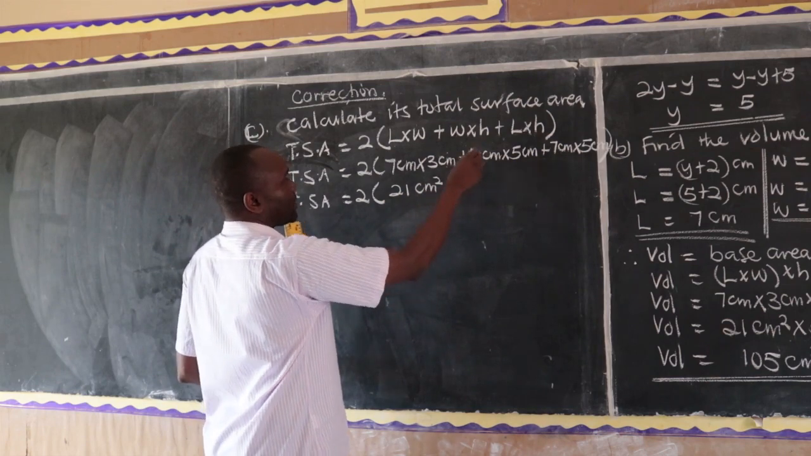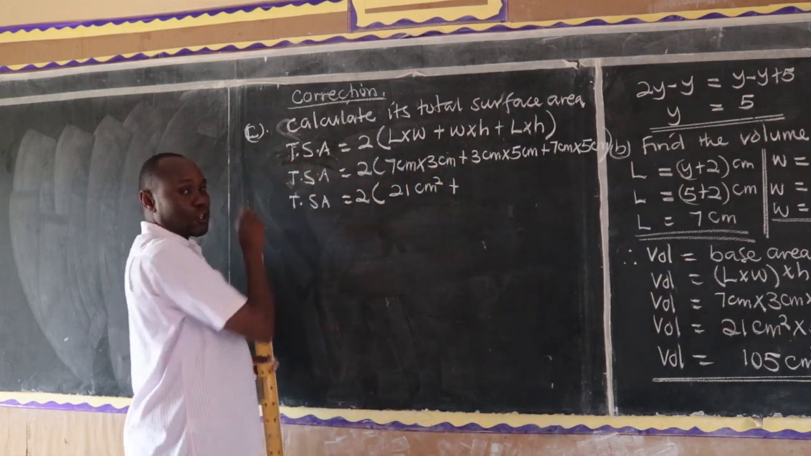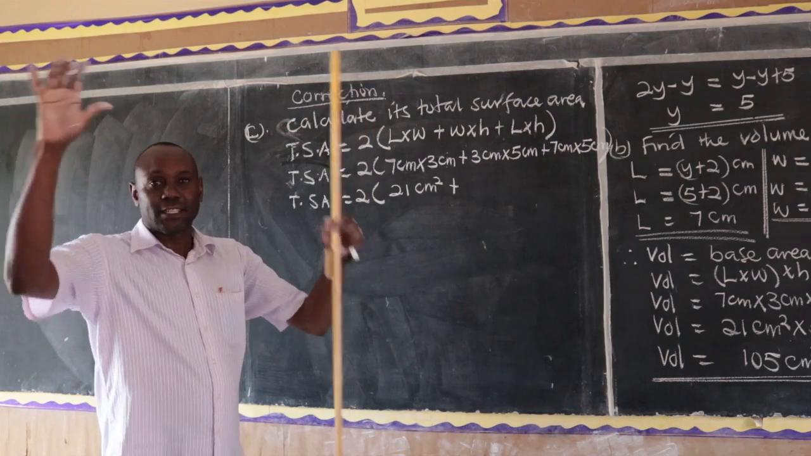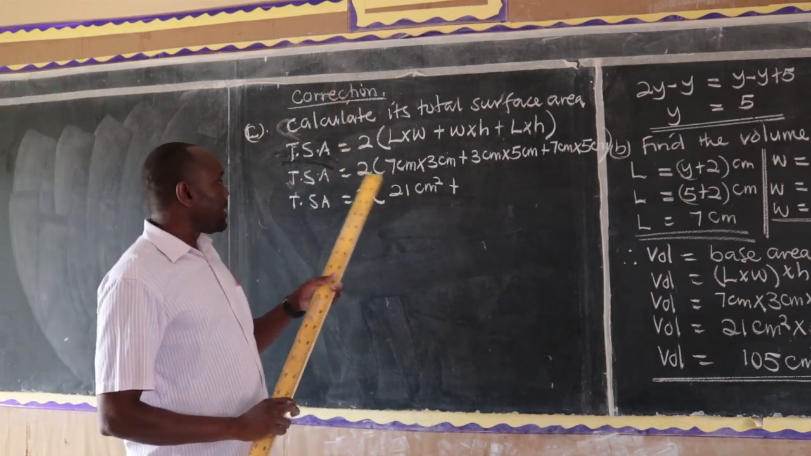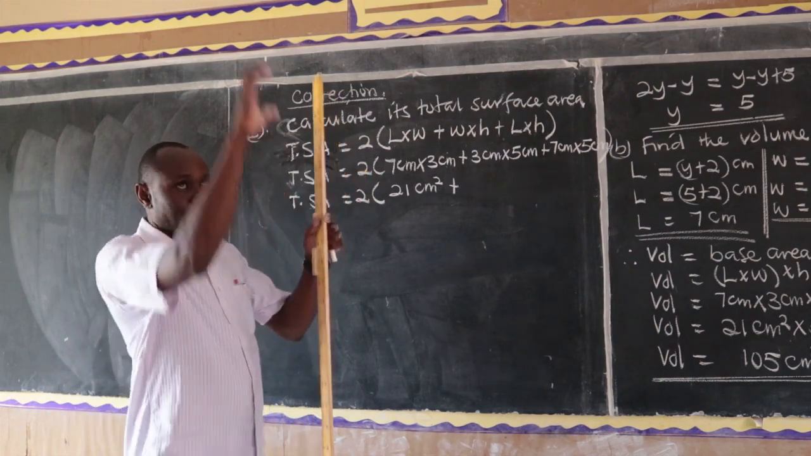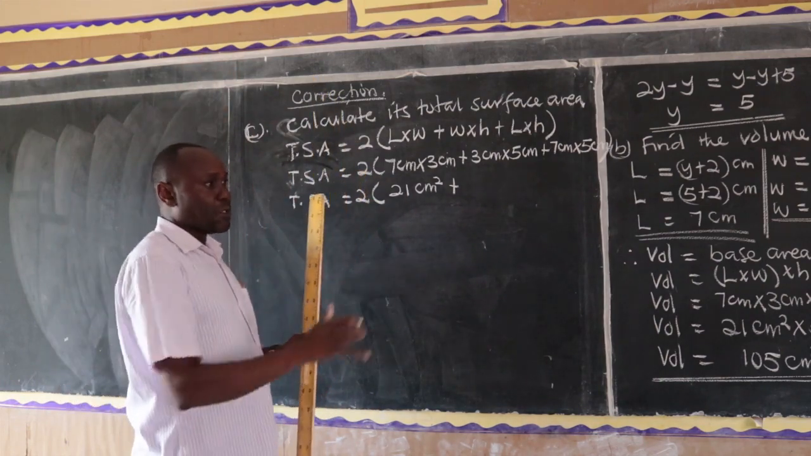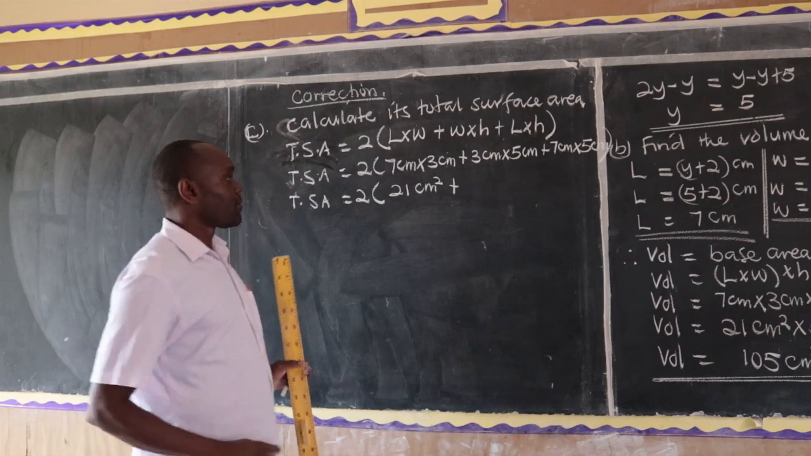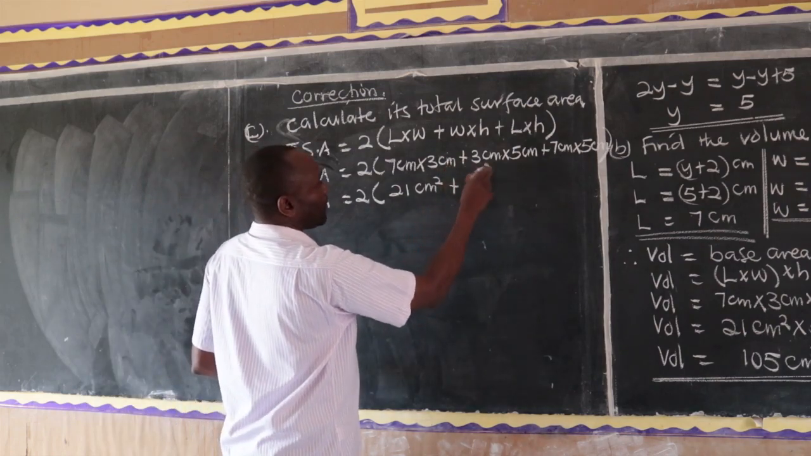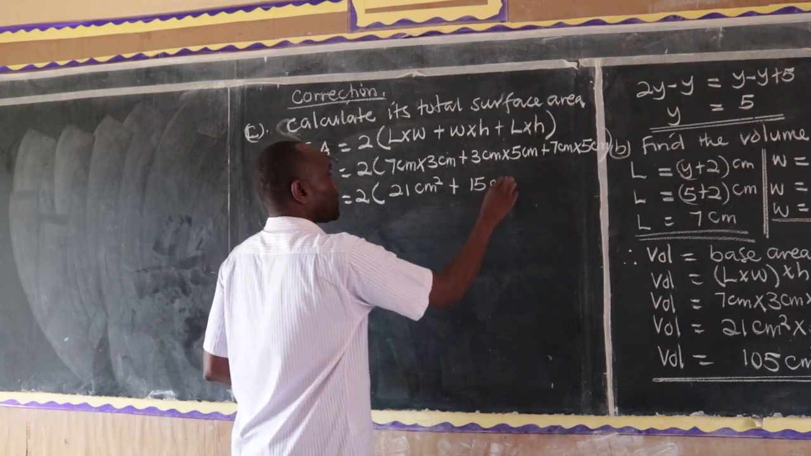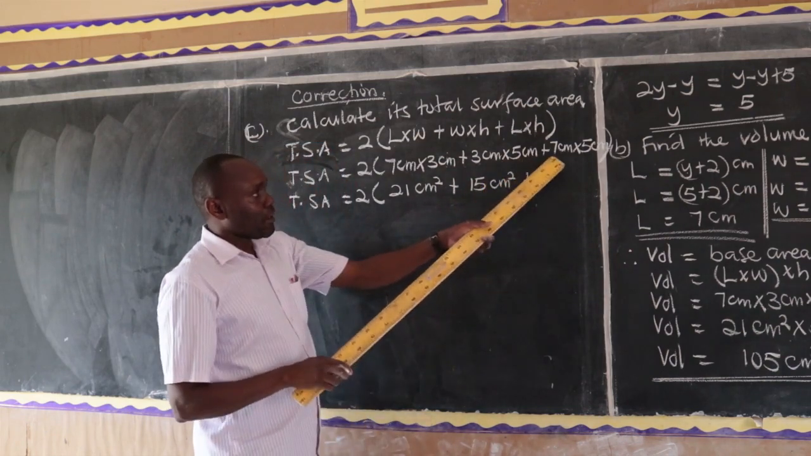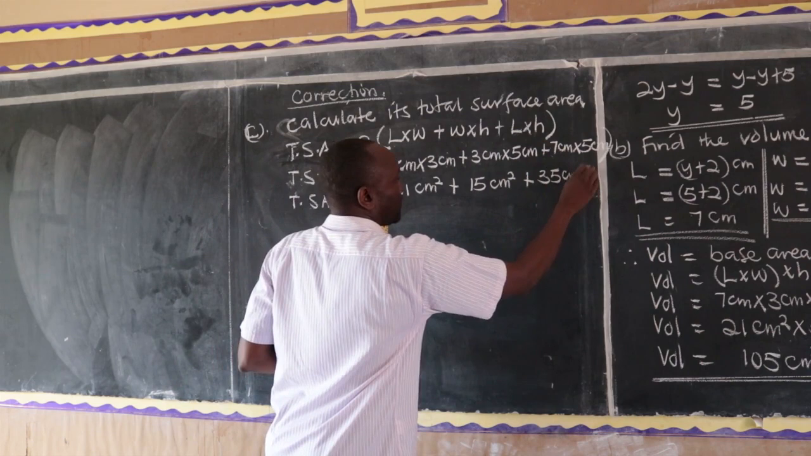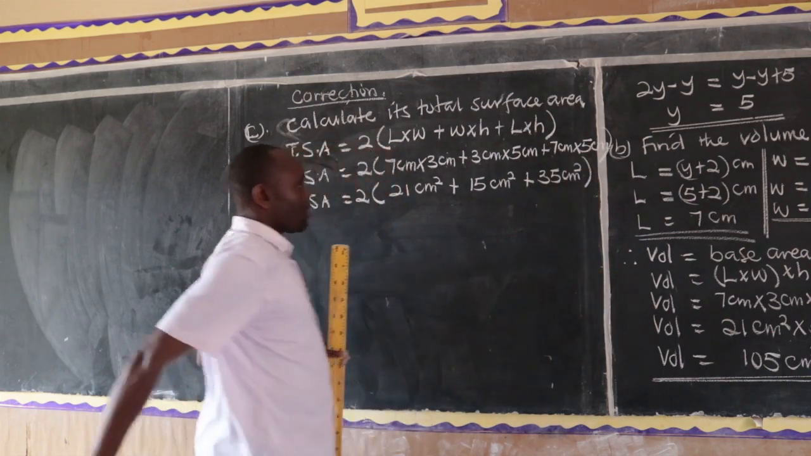Then we have plus. Remember, this one, what we call total surface area, we are getting the total area of the 6 faces of a cuboid. That's why we are adding, because of that word, total. You get the area of the 2 which are equal, plus the area of the other 2 which are also equal, plus the area of the other 2 which are also equal. Then we add. So plus 3 times 5 we have 15 square centimeters, plus 7 times 5 we have 35 centimeters squared, and you close.